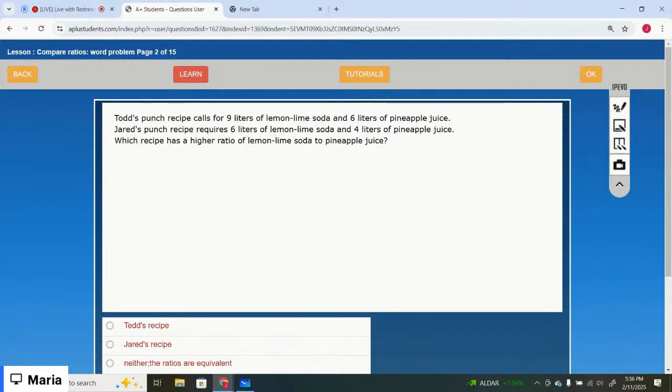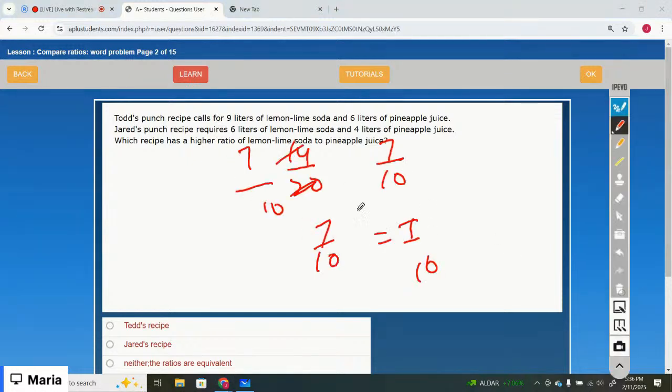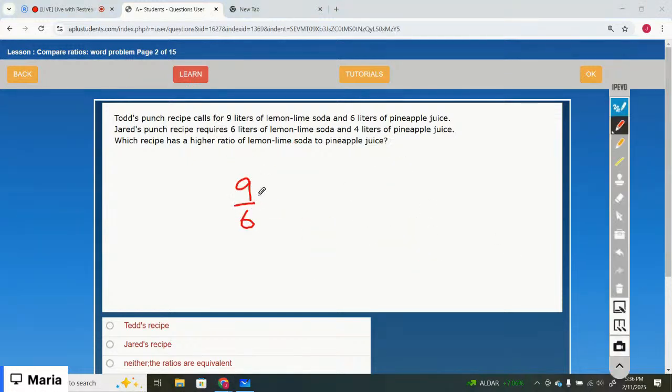Toad's Punch recipe called for 9 liters of lemon soda and 6 liters of pineapple juice. So that is 9 to 6. And Jared's Punch recipe called for 6 liters of lime soda and 4 liters of pineapple juice. Which recipe has the higher ratio of soda to pineapple juice? Just divide them and multiply them by 100. Convert them into percentage form.